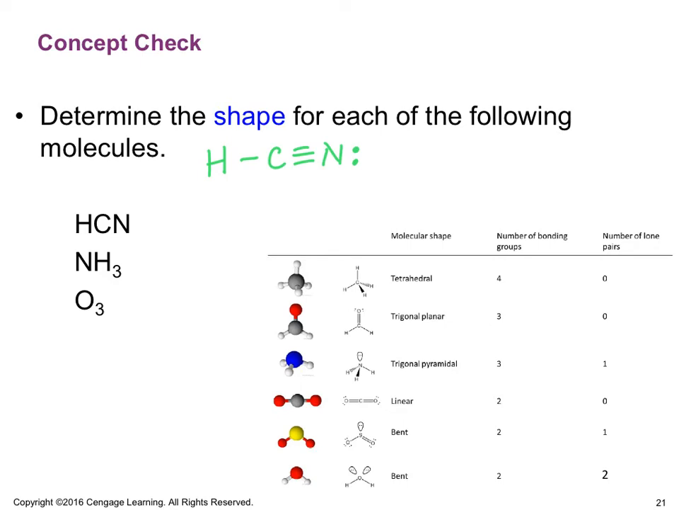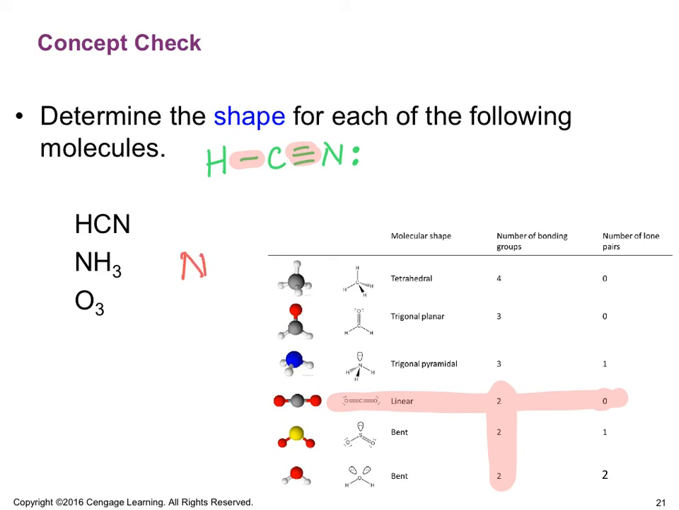So I'm going to see that I have 2 bonding groups. Remember, the triple bond counts as 1, just like the single bond does. So 2 bonding groups is going to be one of these 3 options. I see that I do not have any lone pairs on carbon. I don't care about the ones out on nitrogen, so I've got 0 lone pairs. So that ends up matching up with the linear geometry. Okay, so those 3 atoms are in a straight line, much like I drew them.